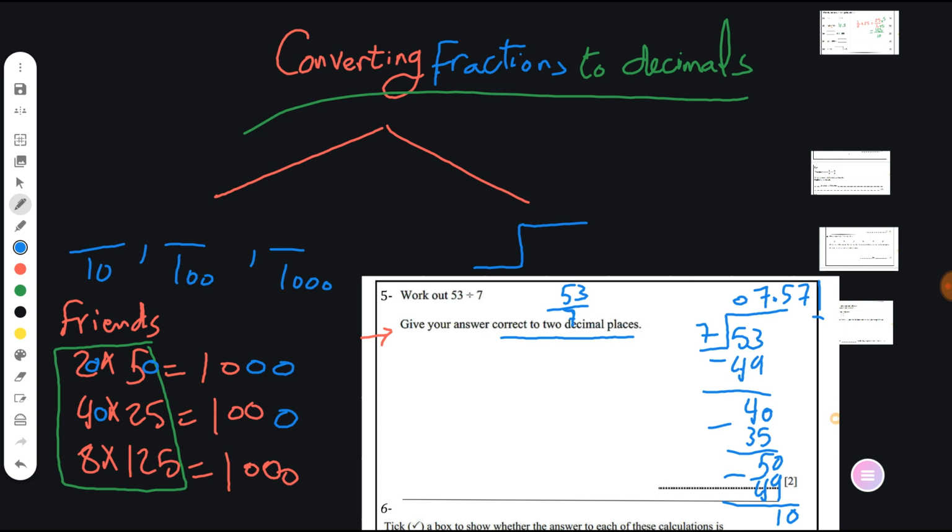Now, 1 will not add to 7, so the answer correct to two decimal places is 7.57 only. This is the last answer. Okay, this is from paper 1, so you don't have to use the calculator. It's not allowed.